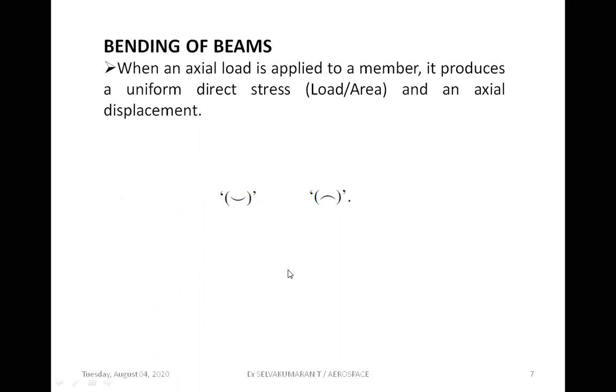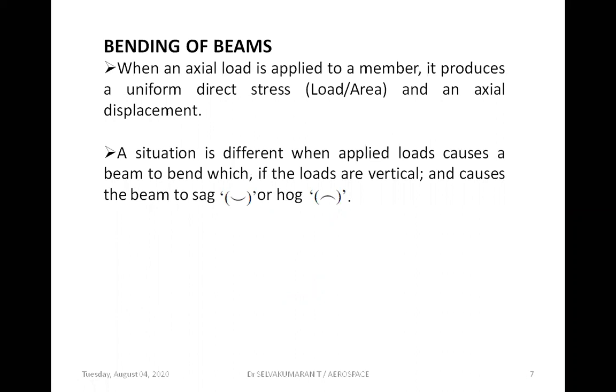Suppose a load is applied so that it causes the beam to bend. Here the situation is different. When the loads are applied along the axis, that is the length direction, it produces direct stress and axial displacement, extension or elongation. But when the loads are applied perpendicular to the axis of the beam, the beam will bend. So, if you take a simply supported beam and a vertical load is applied, that is perpendicular to the axis of the beam, it will bend like this.